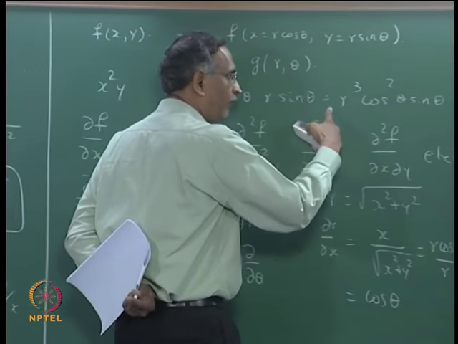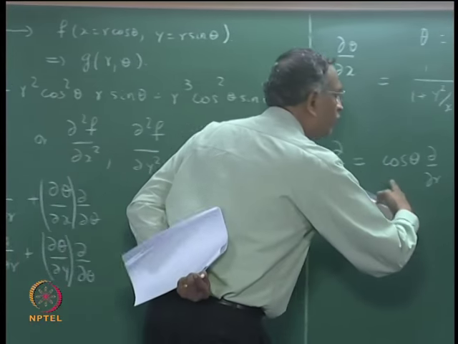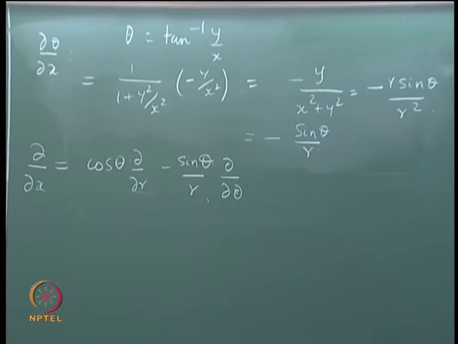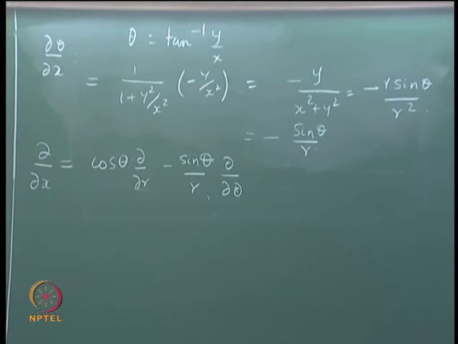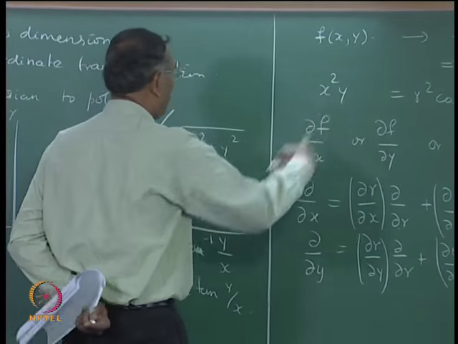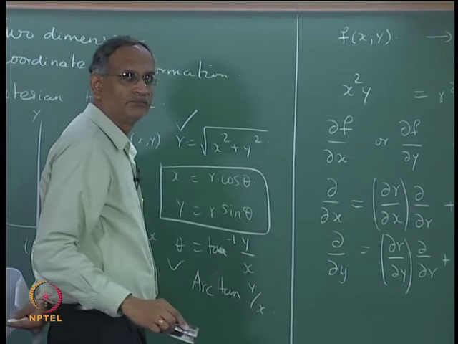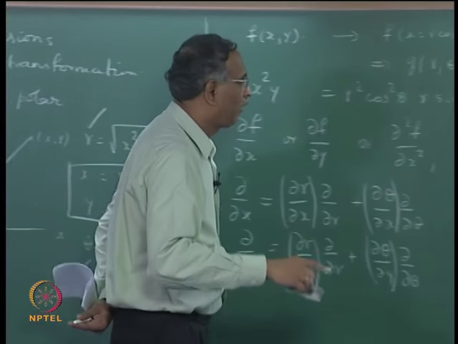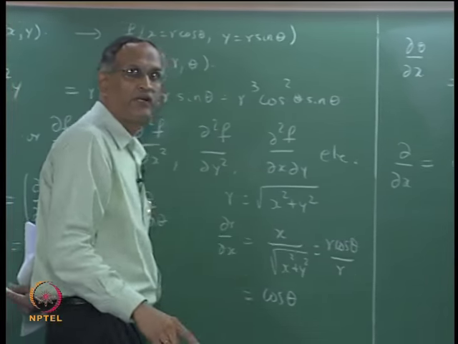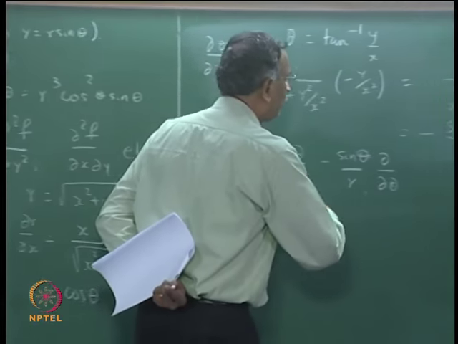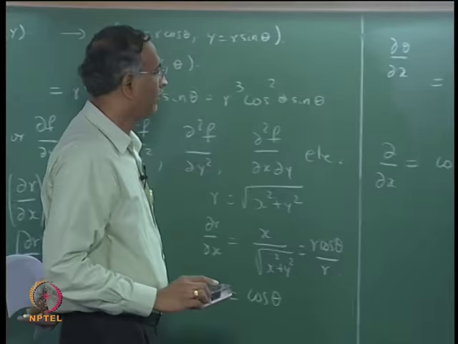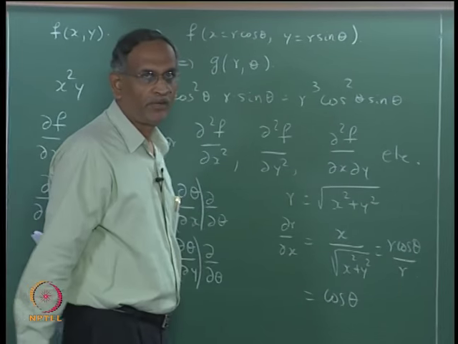To get that same form from here, you must use this derivative expression, and therefore, the equivalence is that x squared y and dou by dou x are equivalent respectively to r cube cos square theta sin theta and cos theta dou by dou r minus sin theta by r dou by dou theta. That is what it is. You have to transform everything carefully.